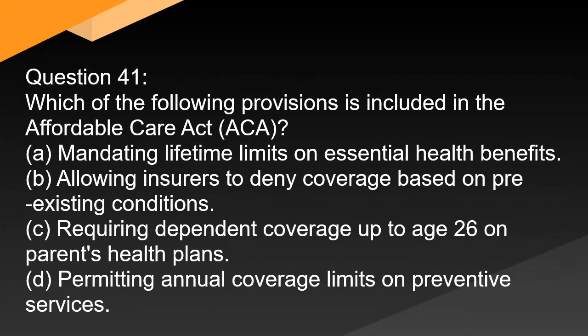Question 41. Which of the following provisions is included in the Affordable Care Act, ACA? A. Mandating lifetime limits on essential health benefits. B. Allowing insurers to deny coverage based on pre-existing conditions. C. Requiring dependent coverage up to age 26 on parents' health plans. D. Permitting annual coverage limits on preventive services.